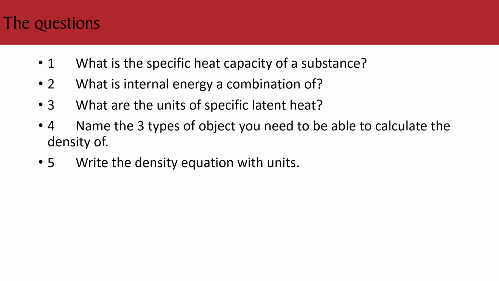Now, these are the 5 questions. You write these questions into your exercise book, and then you answer them in full sentences. Question 1: what is the specific heat capacity of a substance? I want the definition. Question 2: what is internal energy a combination of? So I'm just going to put internal energy equals something plus something. Question 3: what are the units of specific latent heat? Question 4: name 3 types of objects you need to calculate the density of: 1, 2, 3. And number 5: write the density equation with units.